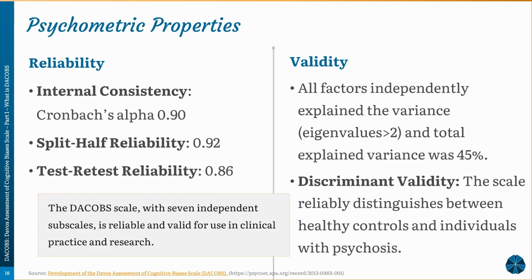Psychometric properties. Is it reliable? The data says yes. The DACOBS scale with 7 independent subscales is reliable and valid for use in clinical practice and research. The internal consistency is excellent with Cronbach's alpha of 0.90, split half reliability of 0.92, and test-retest reliability of 0.86. In terms of validity, all factors independently explained variance and total explained variance was 45%. Crucially, it has discriminant validity. It can reliably tell the difference between a healthy control and someone experiencing psychosis.